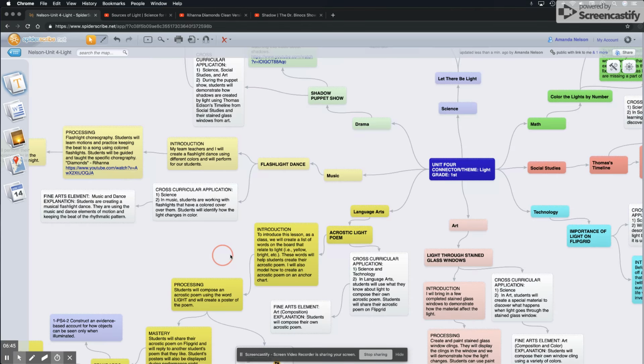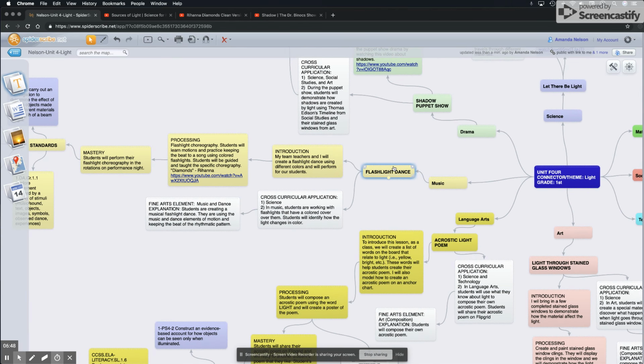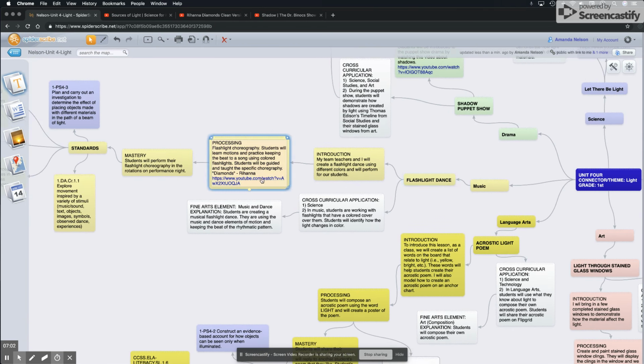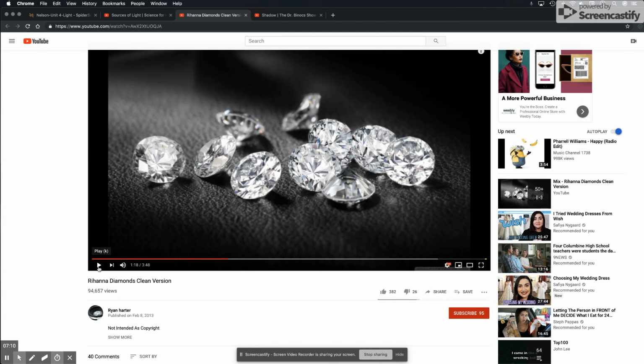Over here to music, we're going to be creating a flashlight dance. To introduce the lesson, my team teachers and I will create our own flashlight dance using different colors, and we're going to come in and perform it for our students. And then students are going to create their own flashlight choreography. So they're going to learn motions and keep the beat to Diamonds by Rihanna.